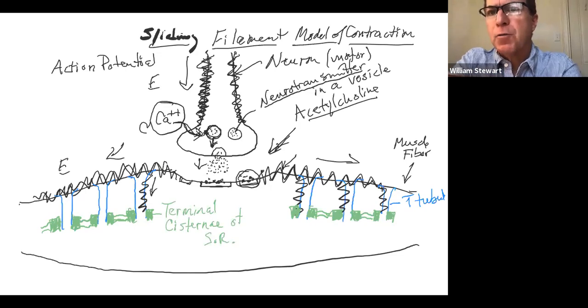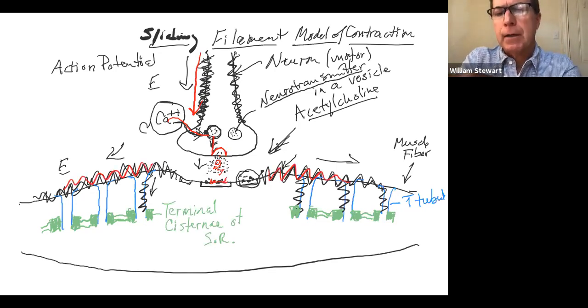As this action potential travels down here, it causes calcium to come in, which causes acetylcholine to be released across the synaptic cleft. When that acetylcholine binds, it causes another action potential on the surface of the muscle cell. That action potential is guided inward via a T-tubule.